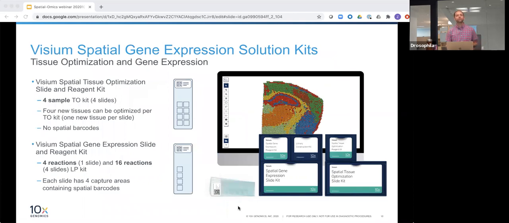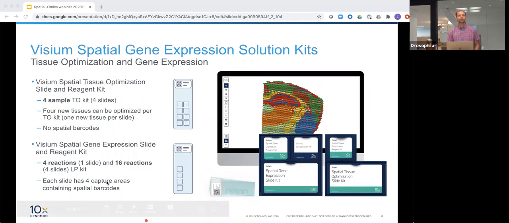So what are we actually selling here? We're selling the two basic kit types. We're selling the tissue optimization kit. This is a kit that allows you to find out the optimal permeabilization conditions for your sample. It comes in just one variety right now. It's 4 samples, so it gives you 4 slides. Each slide gives you the opportunity to optimize one tissue.